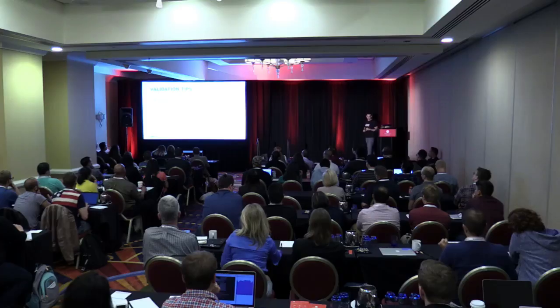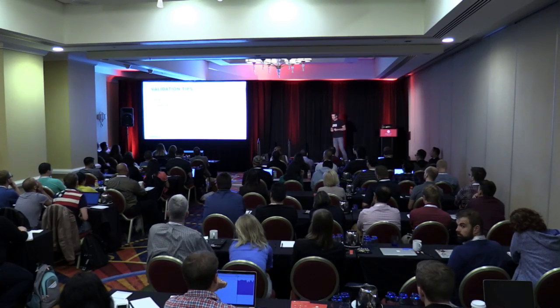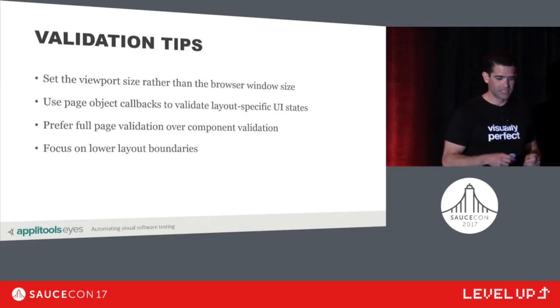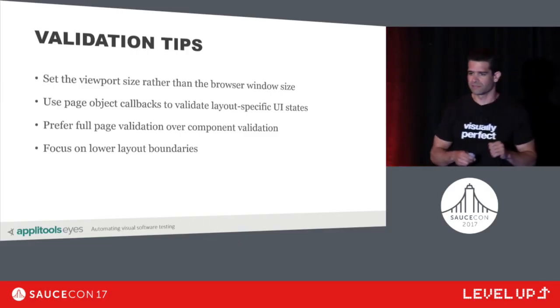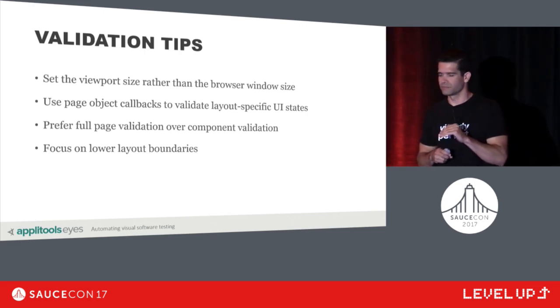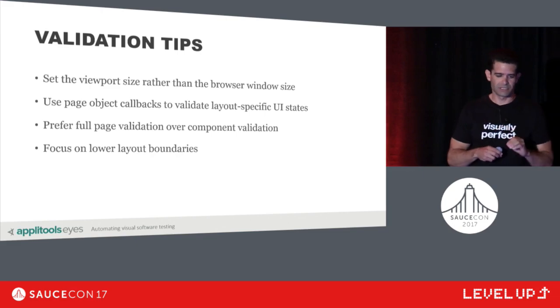Okay, so let's continue with some tips related to the validation code that we wrote. We already covered setting the viewport size. The second tip suggests that you should use page object callbacks to validate layout-specific UI states, and that's exactly the trick that we did with the callback from the page object, okay? That allows us to add generic validation code while still having layout-specific validation checkpoints.